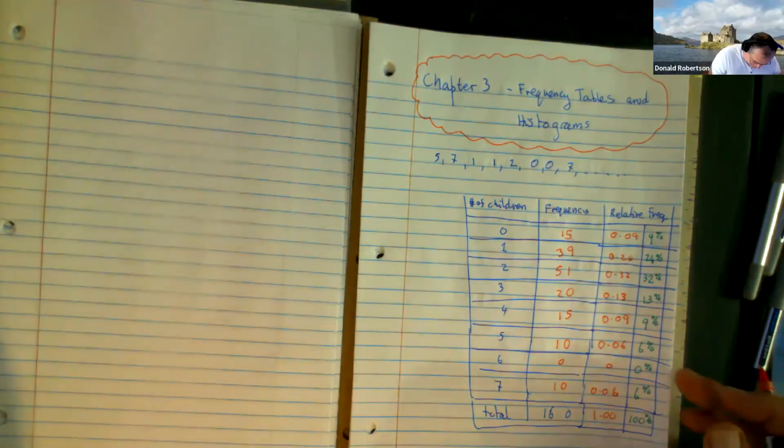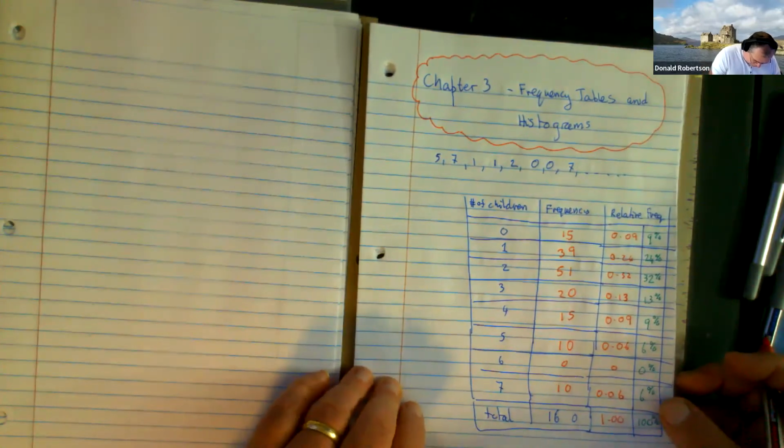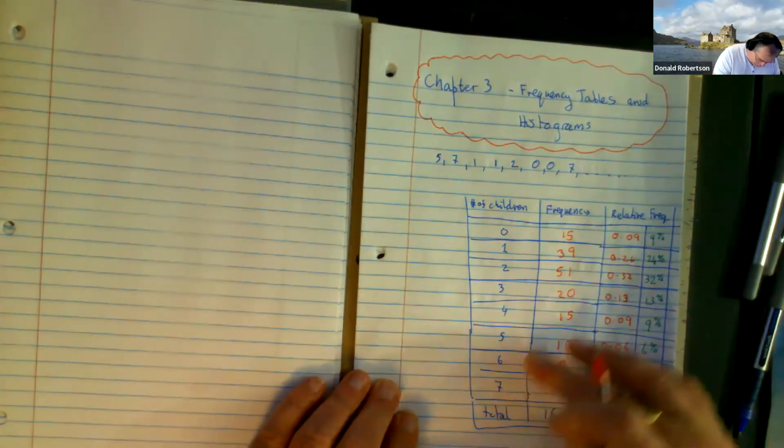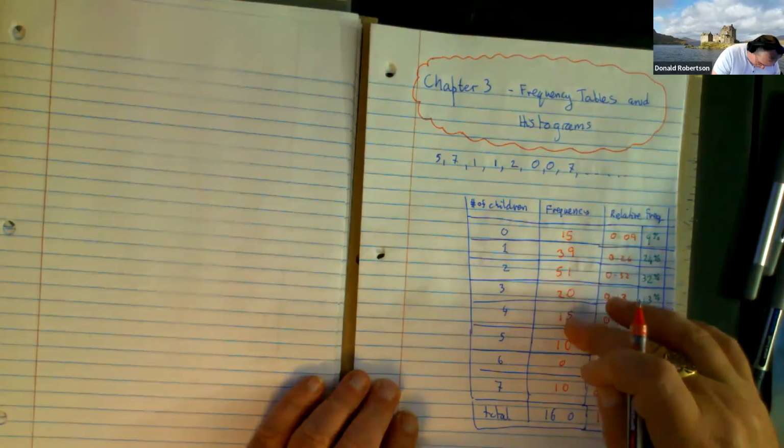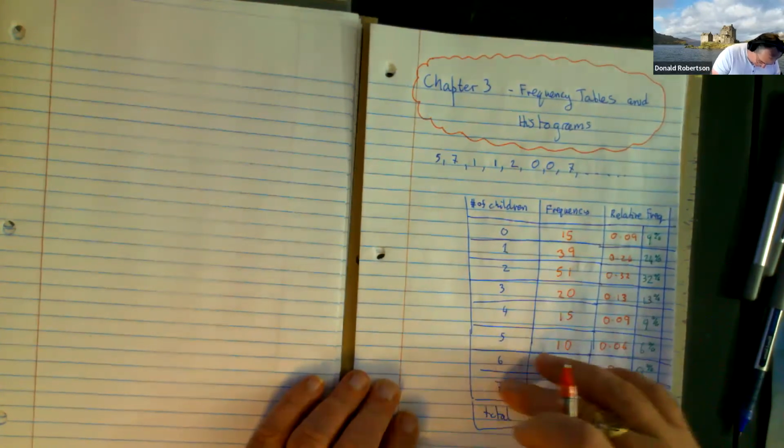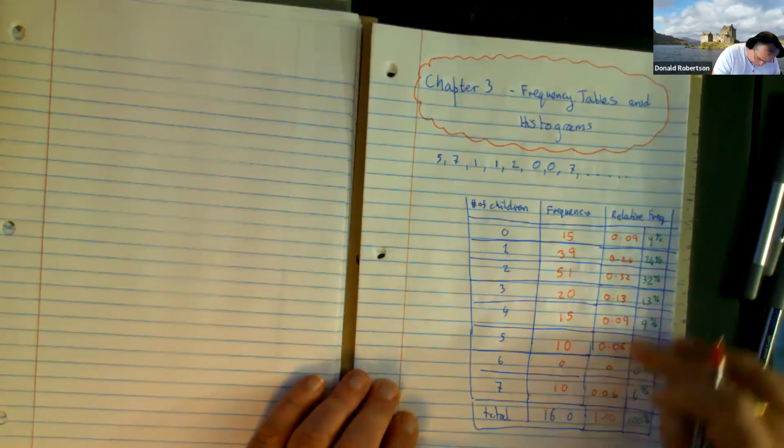And that's what a frequency table looks like. You put the data in order, you count how many things were equal to whatever that data is, and turn it into a decimal or a percentage to get the relative frequency.